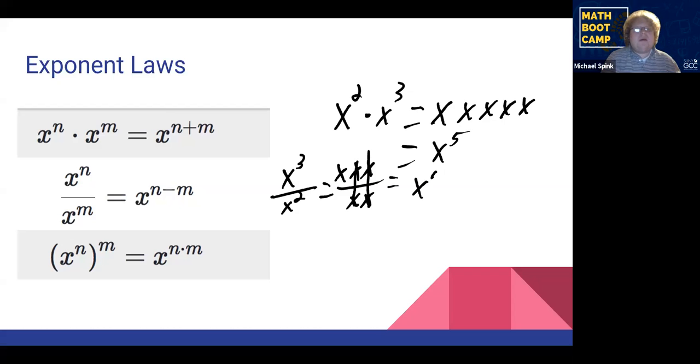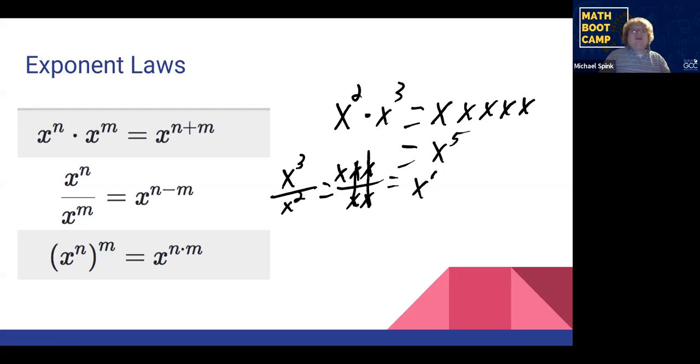The last one we have is a power to a power. When you have a power to a power, you keep the base and you multiply exponents. If we wanted x cubed squared, well, think about what that is. We have x cubed times x cubed. So we can just simply add the exponents there. 3 plus 3 is 6.